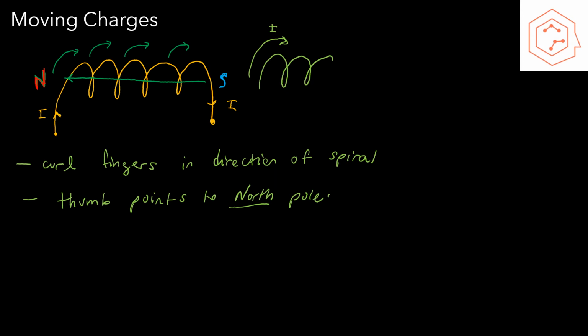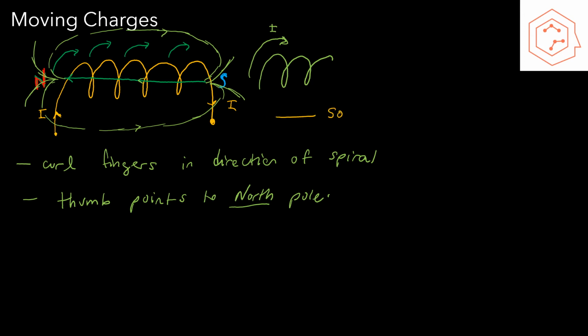So if we curl our fingers towards the screen, we have our north pole to the left and our south pole to the right. We could also draw field lines if we want. So our field lines would look something like this once again. And essentially what we have here is a bar magnet that's created solely from running current. And this spiral wire is called a solenoid.